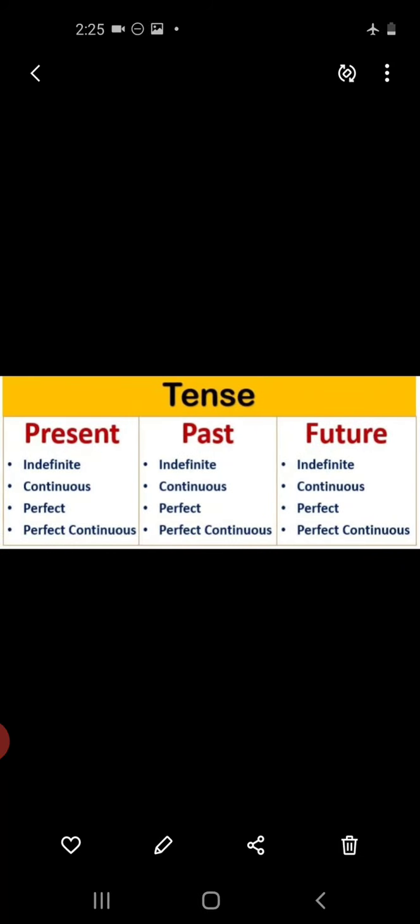So guys, present tense expresses actions in the present time, past tense expresses actions in the past time, and future tense expresses actions which are likely to occur in future. Each tense is subdivided into four parts: indefinite, also known as simple; continuous, also known as progressive; perfect; and perfect continuous.